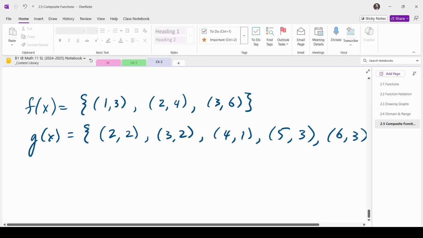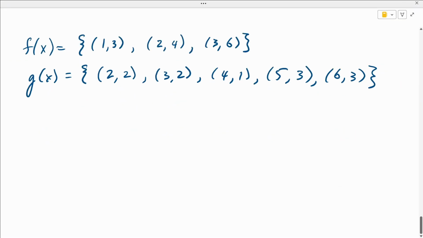Now remember that equations are not the only ways to show or define relations or functions, right? So we could have set notation here with ordered pairs. We could have graphs. We need to be able to read and understand functions in many different ways. Now, let's suppose here that we were asked to get f of g of 3.